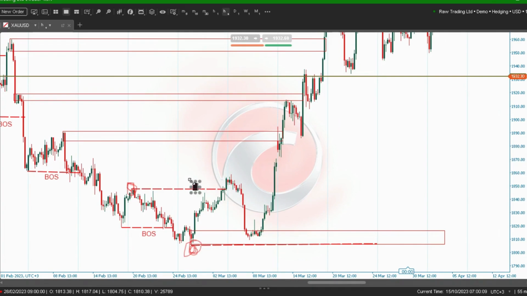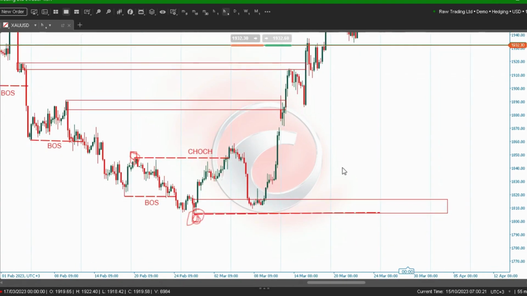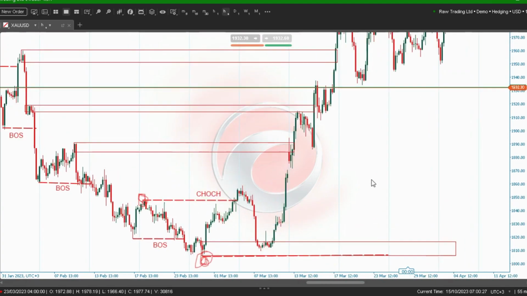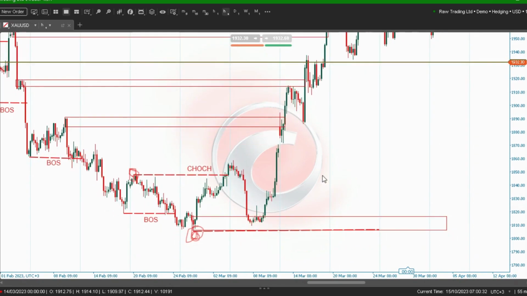That is automatic, guys. If this happens, we call it change of character. And you can see clearly here, when we are trading, this is our swing high and this is our swing low. When this high is broken, this is change of character. When this low is broken, that is a break of structure continuing the trend to the downside. And in this case, we can see the swing high was broken.